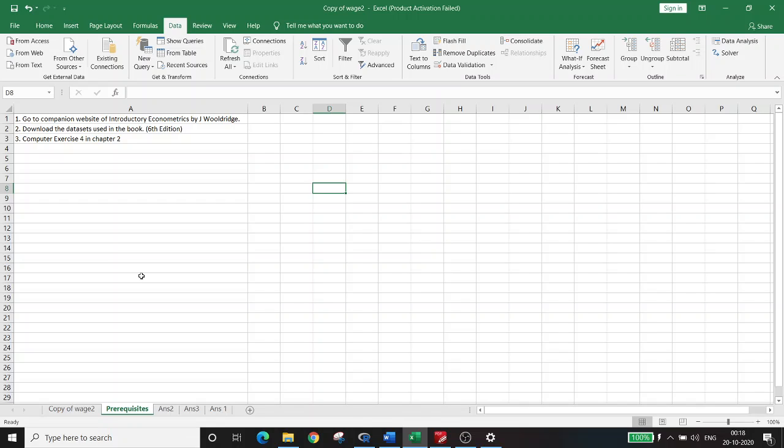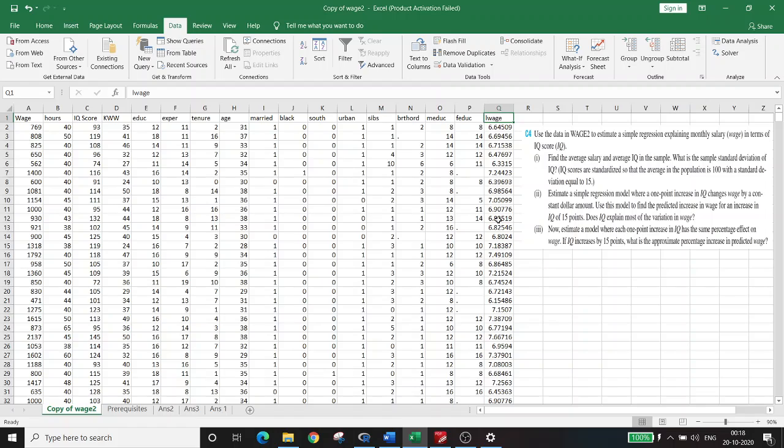Download those data sets. There are multiple options: you have R files, EViews files, and Excel files. I have downloaded the Excel files. So this is the data set that we have. In total we have 935 observations, and these are the variables for which the data has been collected.